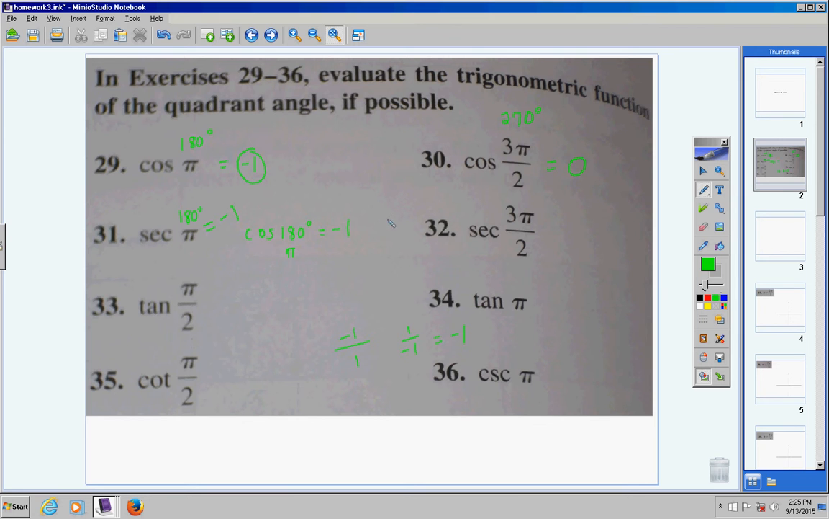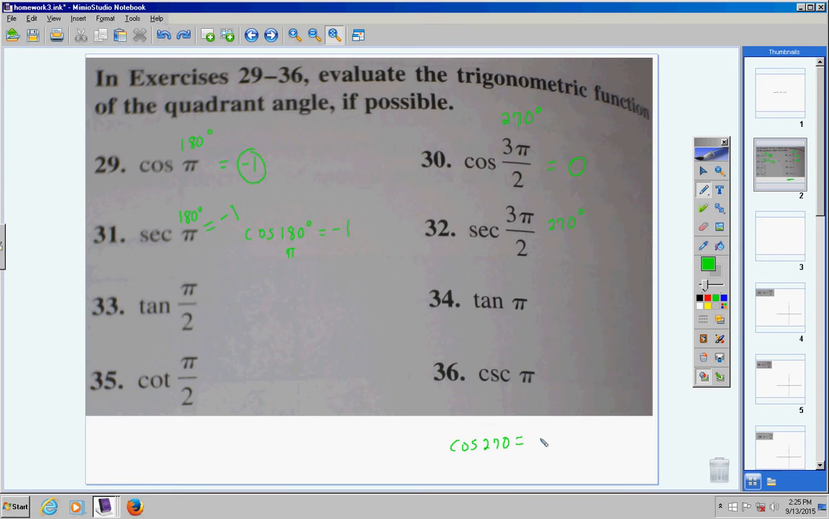Alright? Okay, number 32. We're going to find the secant of 3 pi over 2, which is 270 degrees. Now, we do not have a secant button on our calculator, but we do know the inverse of secant is cosine. So instead of finding the secant of 270, I'm going to find the cosine of 270, and then go from there. Well, right here's the cosine of 270. We already found that, number 30.